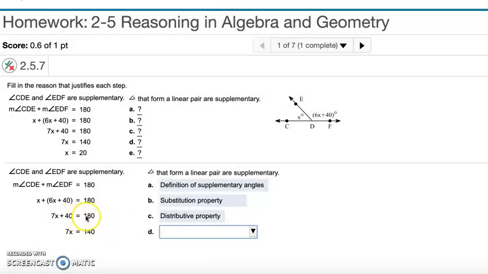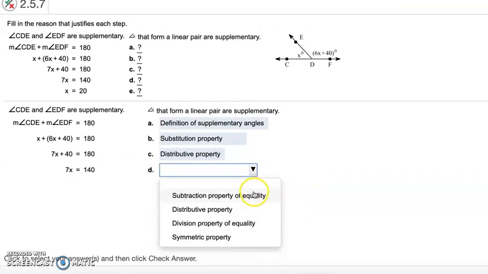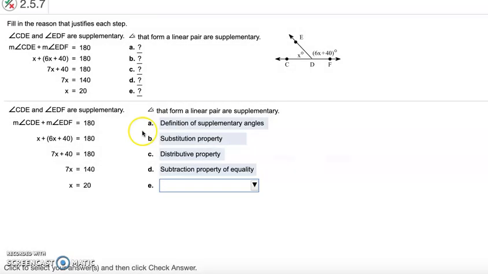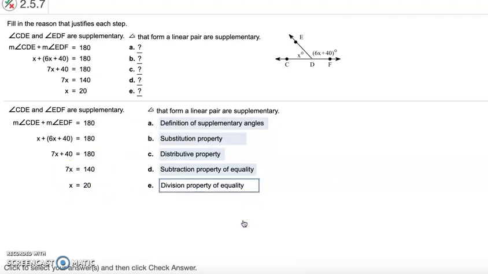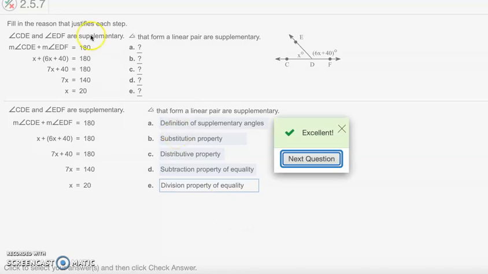Then, to bring 40 to the other side, we subtract. It's a subtraction property. To go from 7x equals 140 to x equals 20, we divide, so division property of equality. And that's number 1.